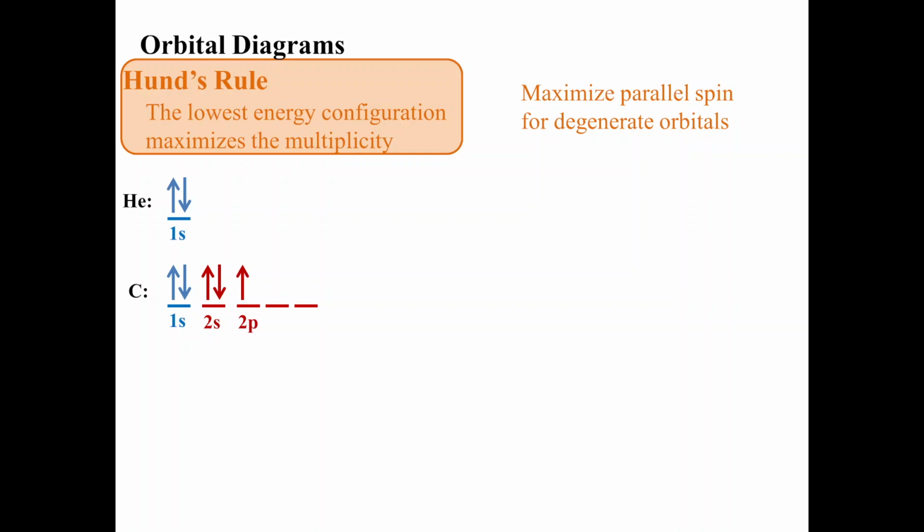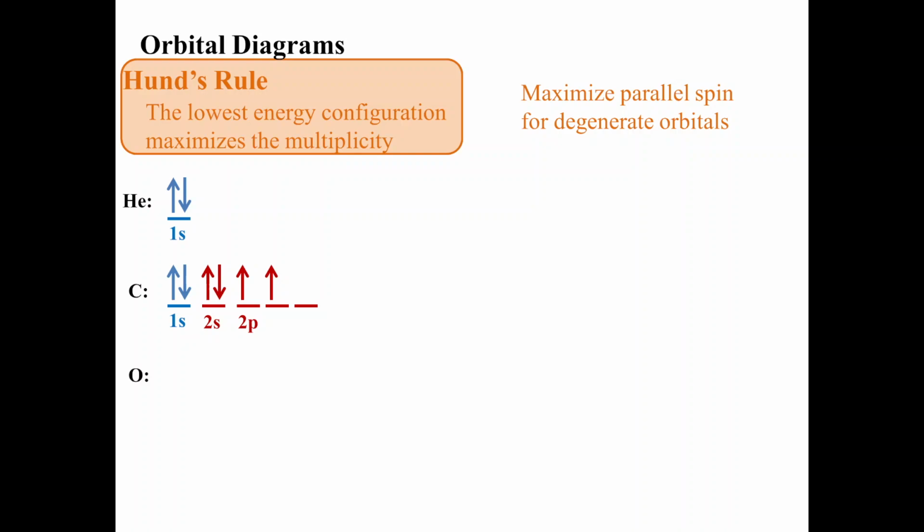Now for our next electron, we want to maximize this spin. We want to maximize our multiplicity. So we're going to have them spin in the same direction, so we're going to go to another orbital and do the same spin we did earlier. So since we had a spin up, we'll do another spin up. Now both of these could be spin down, and that's fine, but you want to make sure they both have the exact same spin orientation.